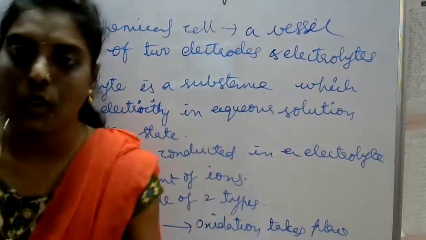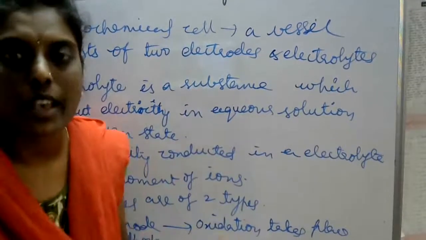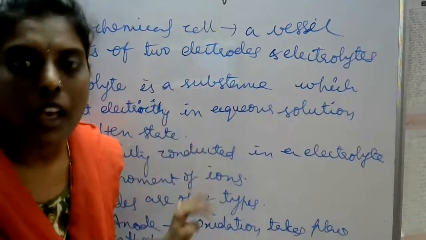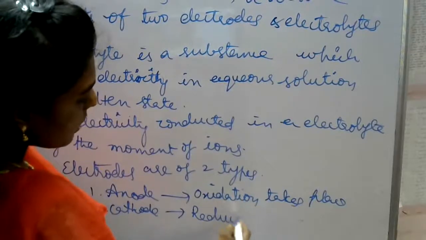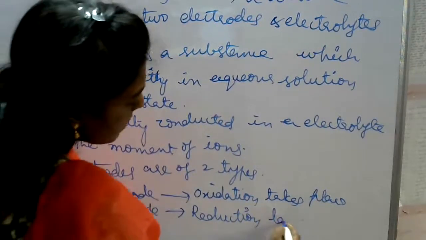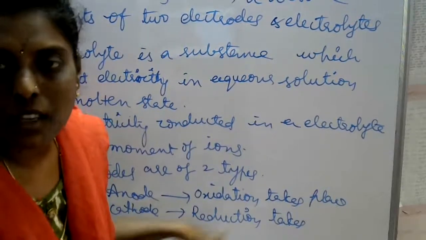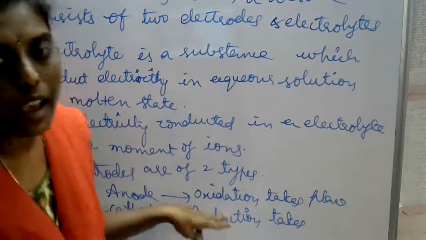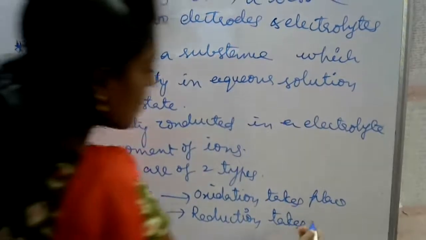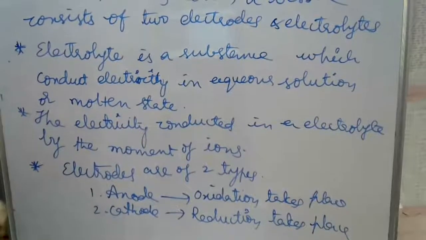So the anode loses electrons, and if it loses electrons, the process is called oxidation. That process occurs at the anode. And what about the cathode? At the cathode, reduction takes place. Reduction means gaining of electrons. Gaining of electrons takes place at the cathode, and loss of electrons takes place at the anode.